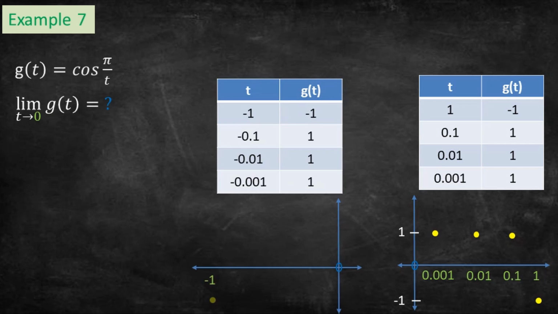We do the same for t values less than 0, plugging in values closer and closer to 0 but below 0. And once again, we have the same pattern that at t equal to negative 1, the function value is negative 1. But for subsequent values closer to 0 but below 0, the function values stay at 1. We now conclude that the limit of g of t as t approaches 0 equals 1. Unfortunately, this is wrong, and we're going to look at why.